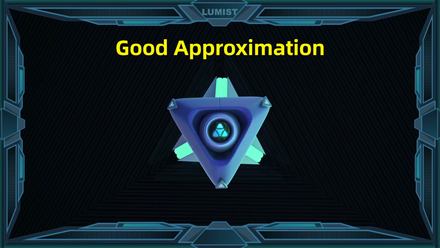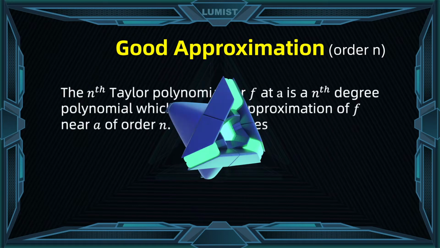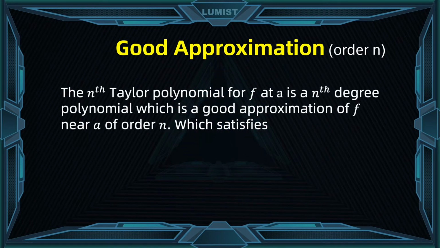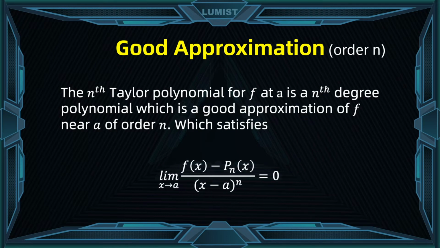Using the same idea, we can now introduce the concept of Taylor polynomials and define it. The nth Taylor polynomial for the function f at a is an nth degree polynomial, which is a good approximation of the function f near a of order n, which satisfies the limit of f of x minus p_n of x over x minus a to the power of n, as x approaches a, equal to 0.